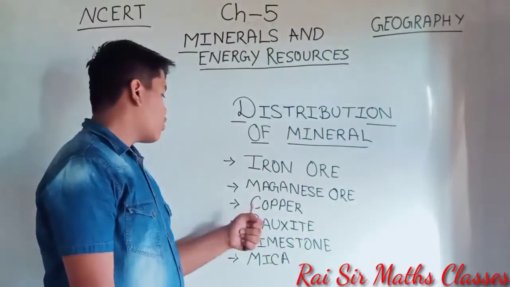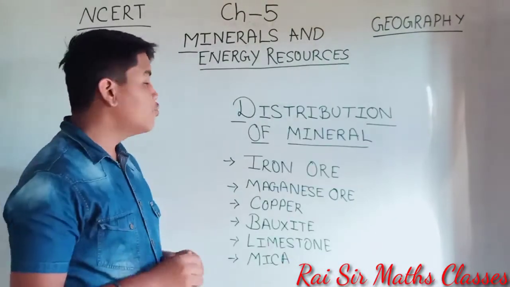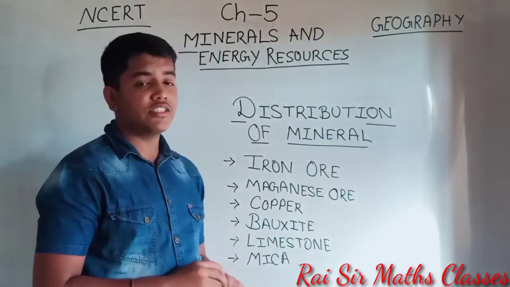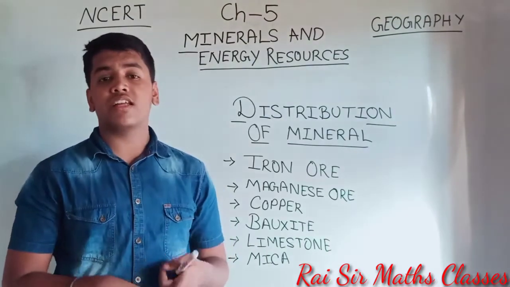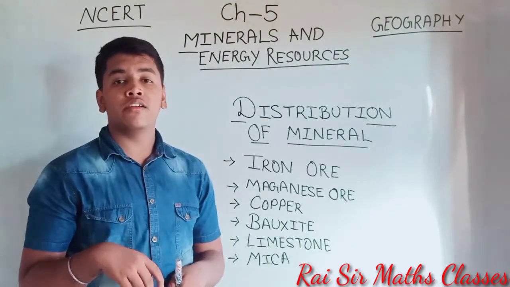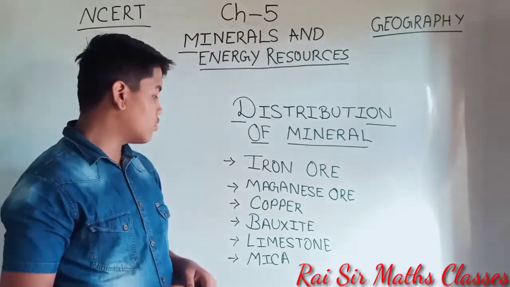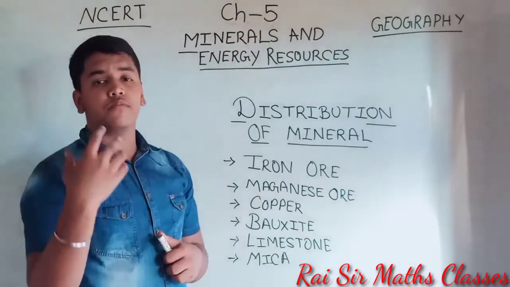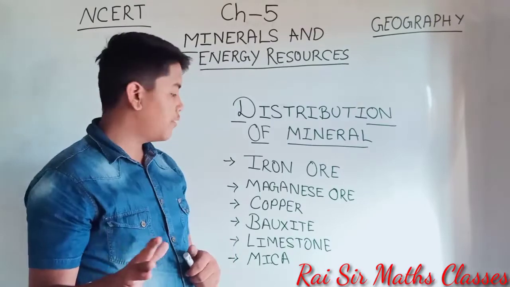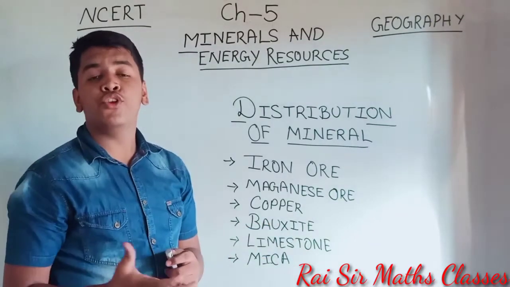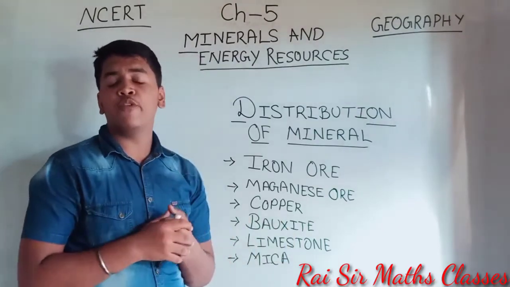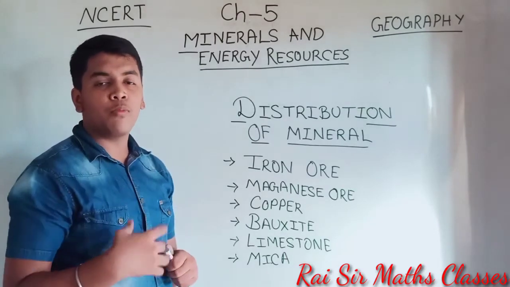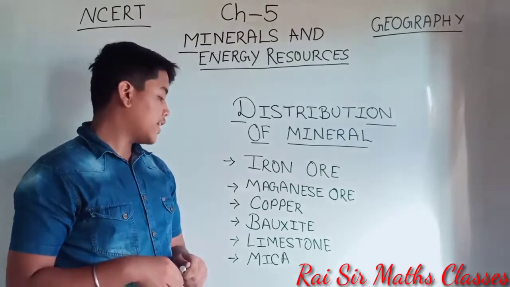Third one is copper. Copper is used for making utensils and electrical wires. It is found in Madhya Pradesh, Rajasthan, Gujarat, Jharkhand, and some parts of Kerala and Karnataka also. Now the fourth one is bauxite. Bauxite is mainly used for making aluminium. What is the use of aluminium? Aluminium is used to make aircraft, meaning aeroplanes, helicopters, warships, etc.